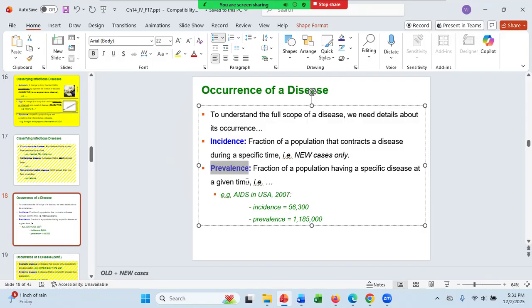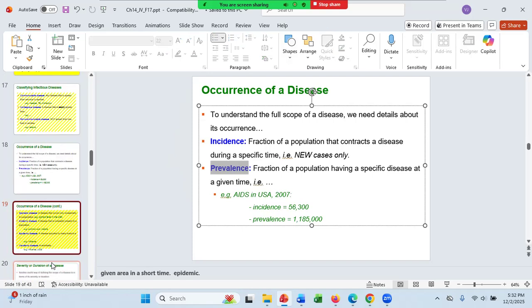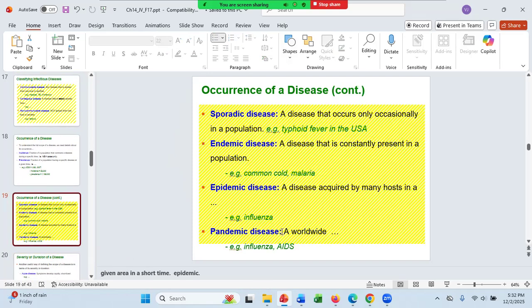That may not be true anymore. They may have switched that over to the incidence, talking about only the current cases in the United States at the moment. Any question about any of that?